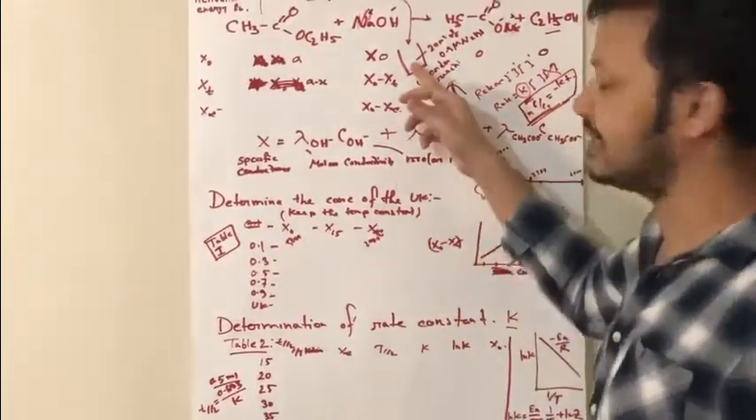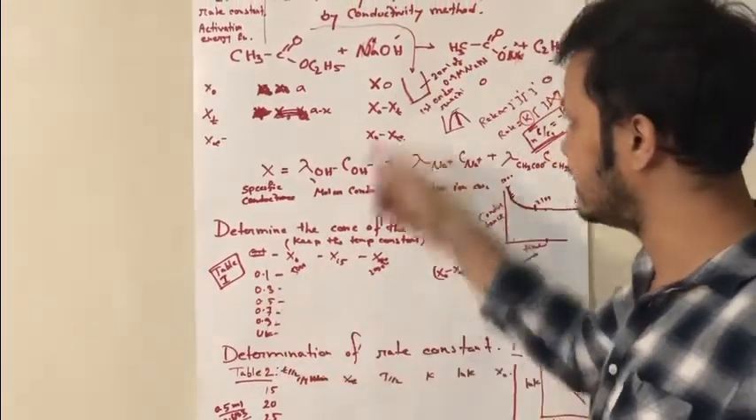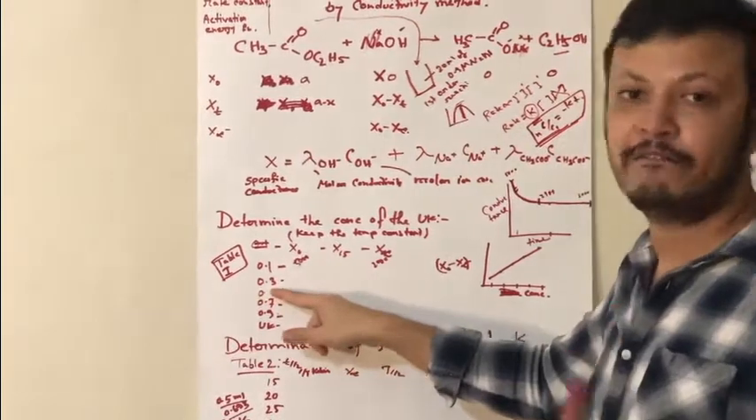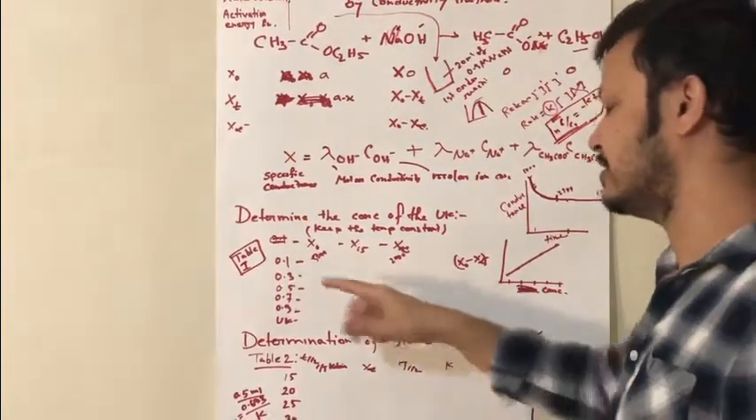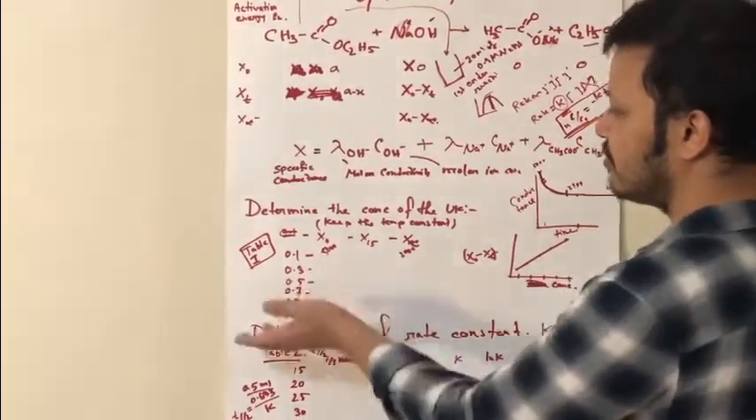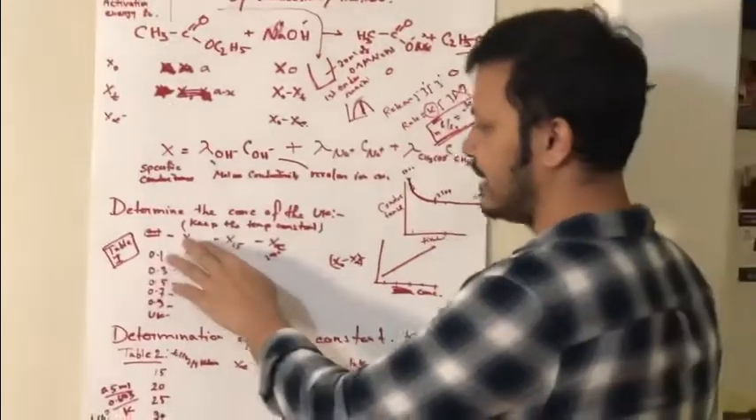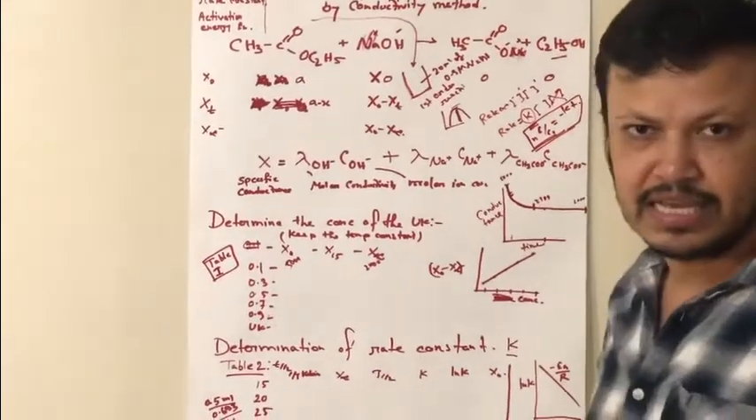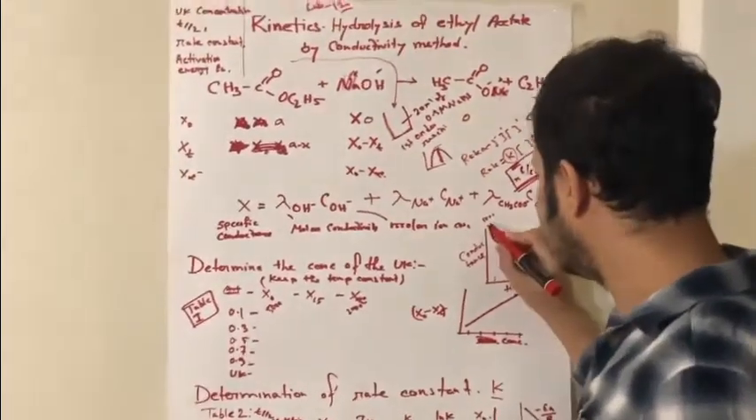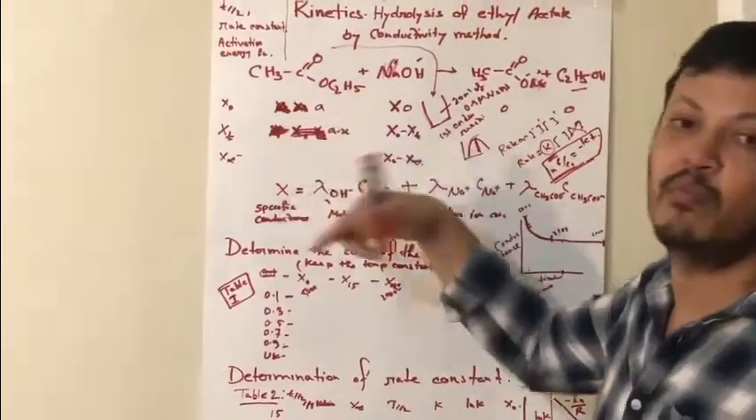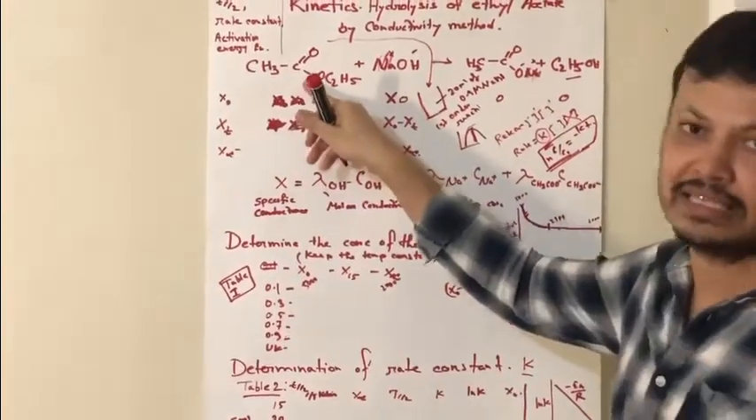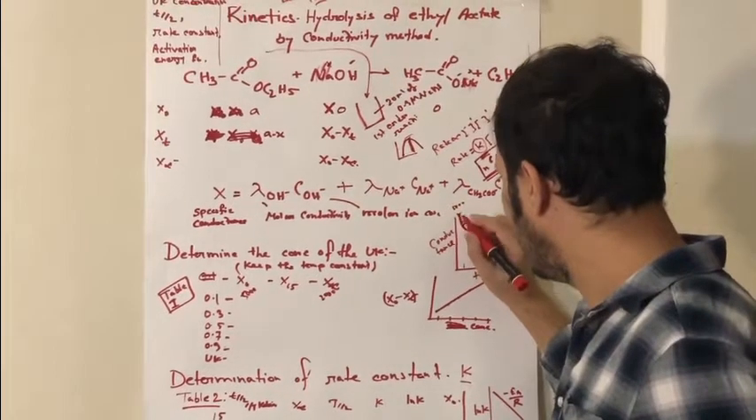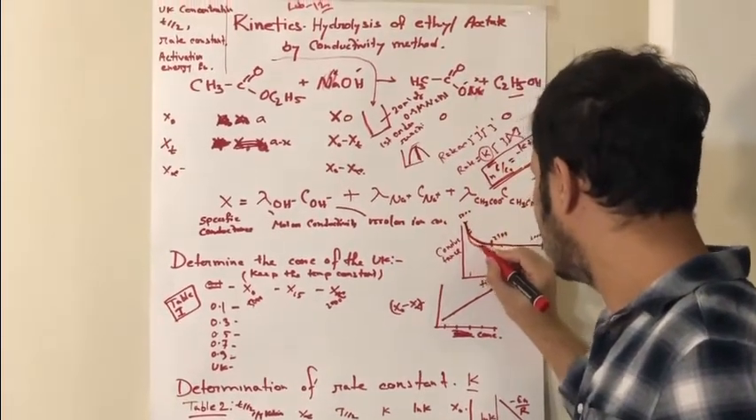Then you have the second test tube. On the second test tube you do the same thing, but this time you add 0.3 ml. Then you get x naught and x infinity. So what will happen for x infinity? Since the amount of ethyl acetate is more than in the first one, this reaction will go a little further down, isn't it?